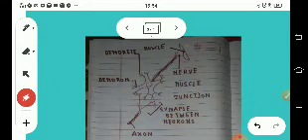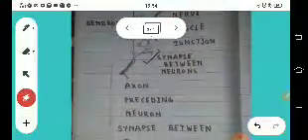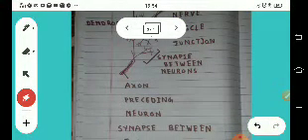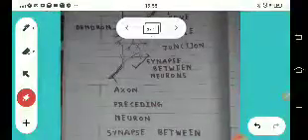In the synapse also you will find some common components which we have seen in the diagram of the neuron: the dendron, the dendrite, the muscle, and the nerve muscle junction is already there. Synapse between neurons and axon. This is not axon, this is axon preceding neuron.